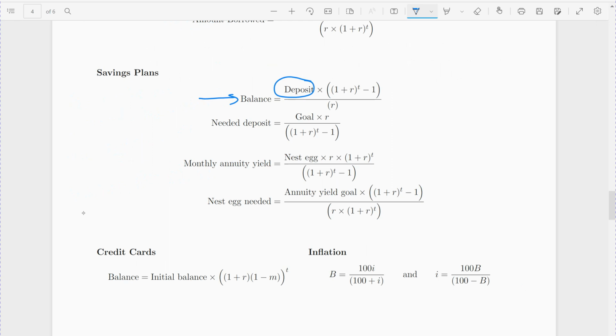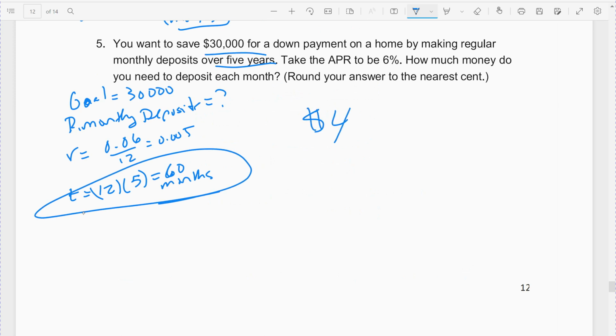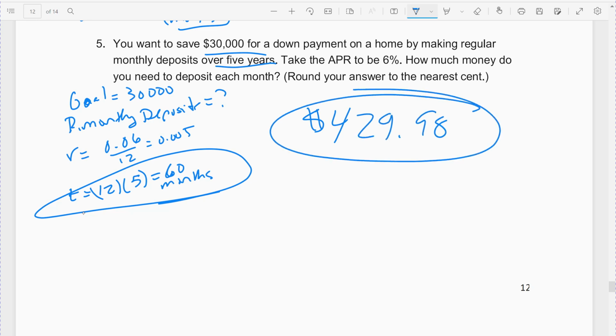So again, you want to figure out the deposit, so it's the second one listed here on the formula sheet. So we have a goal, we need to figure out the deposits, we have an APR, and a time period. Again, you carefully use the formula to figure out your monthly payments for those 60 months in order to reach your goal. Alright, so the monthly payments are $429.98 is the answer.